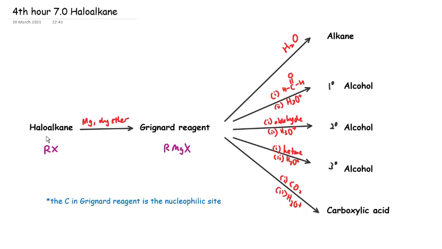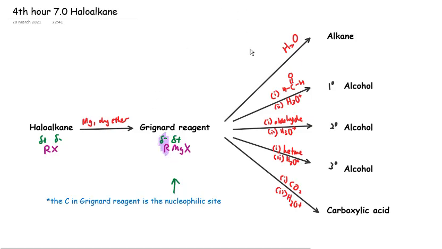Before this, we know that in our haloalkane, we have a delta positive carbon in our alkyl group and a delta negative halogen. When you react with magnesium in dry ether, you are generating a nucleophilic site inside the Grignard reagent. This carbon inside our alkyl group becomes partially negative, because we are inserting the magnesium atom between our alkyl group and the halogen. So the carbon in Grignard reagents is the nucleophilic site. In this case, we are referring to this carbon here.